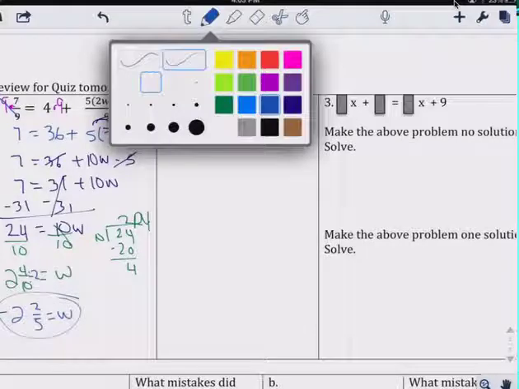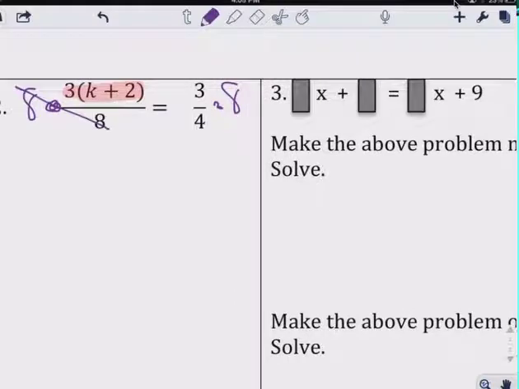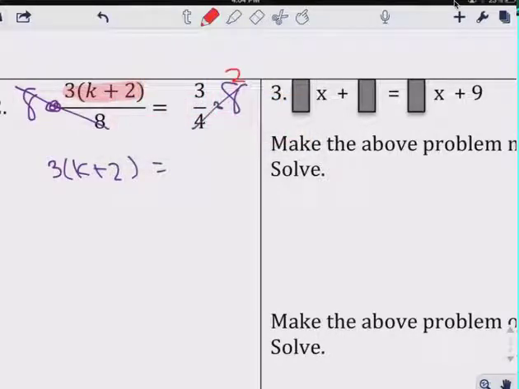Okay, number 2. The least common denominator is 8. So you multiply both sides by 8. Cross cancel. Cancel that out. Leaves you this. Okay, that gives you 3 parentheses k plus 2 equals, cross cancel here, leaves you 2. 3 times 2 is 6.